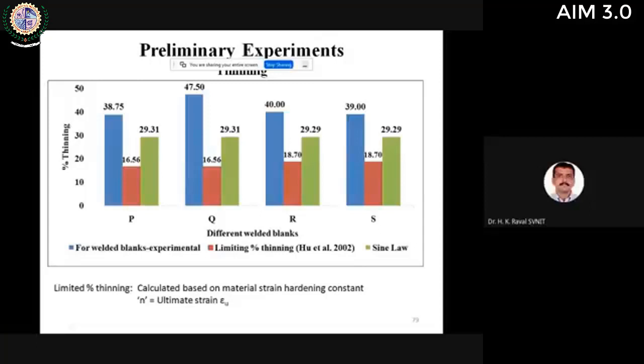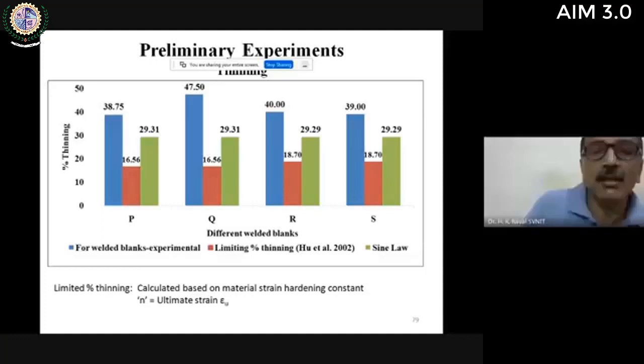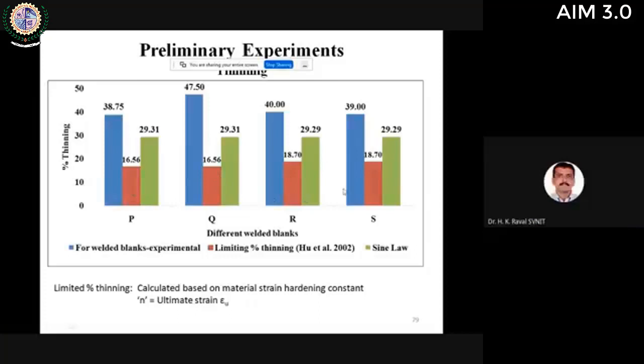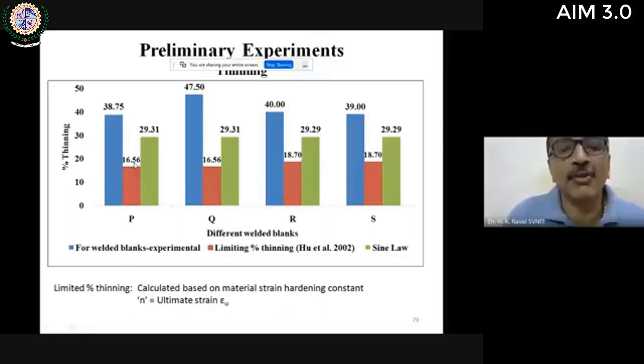In tensile instability, material behavior becomes unstable once it reaches the ultimate strain. So ultimate strain was considered as a limiting condition, and based on the ultimate strain of the given material, the percent thinning was obtained. Here, the percent thinning was the same as the thickness is the same. P and Q have the same thickness of 1.6. R and S have the same thickness of 1. Thinning is the same. You can see 16.56. Both are the same. Here 18.70. Both are the same.